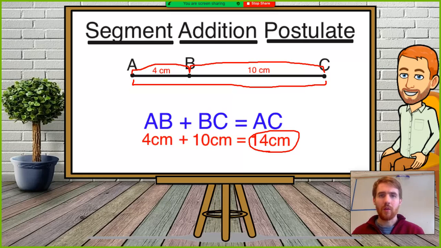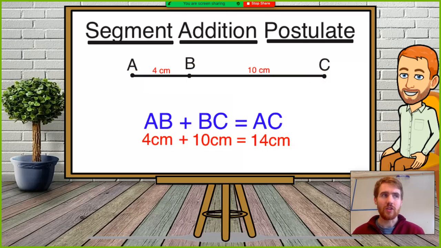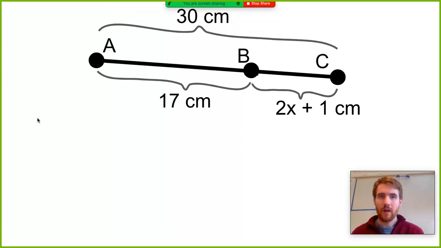So we're going to look at an example of how we can use that, because I think this is where it gets tricky. It makes sense when we see it now, but how do we actually use this segment addition postulate? Okay, so here's an example of a situation where we might use it. Here we've got a long line segment from A to C, and it's got a point somewhere on that segment, point B. We're given a bunch of information. We're given the fact that from A to B is 17 centimeters, from B to C is 2x plus 1 centimeters, and from A to C, 30 centimeters. In this problem, we're trying to figure out what is x. X is equal to what?